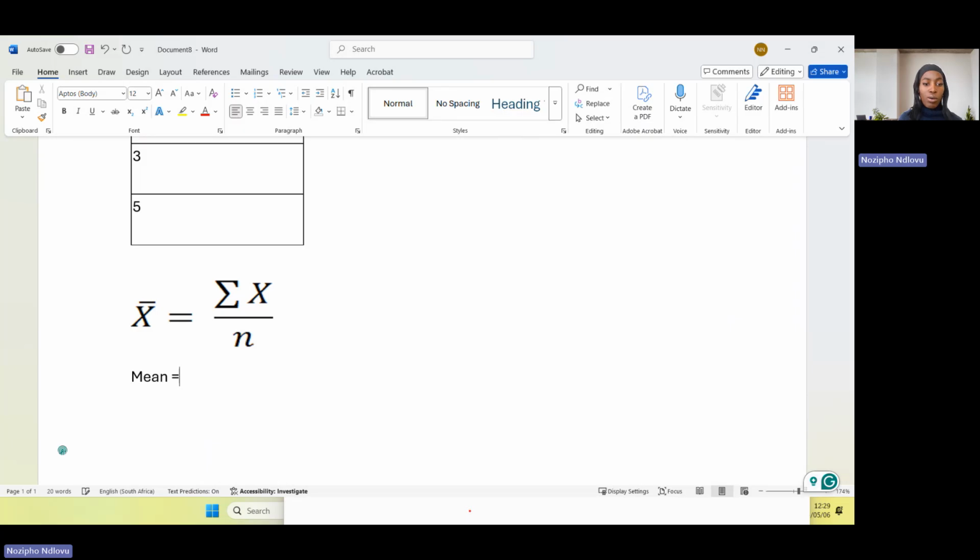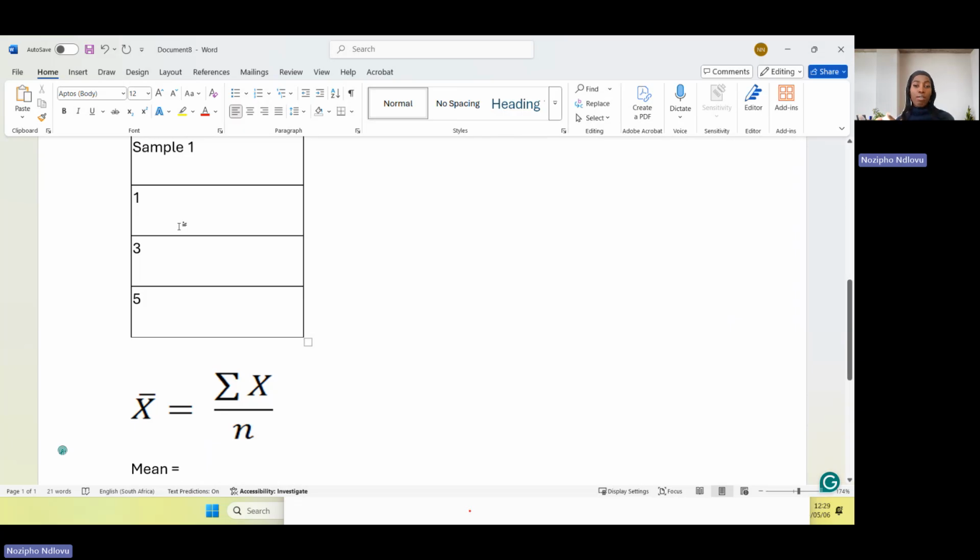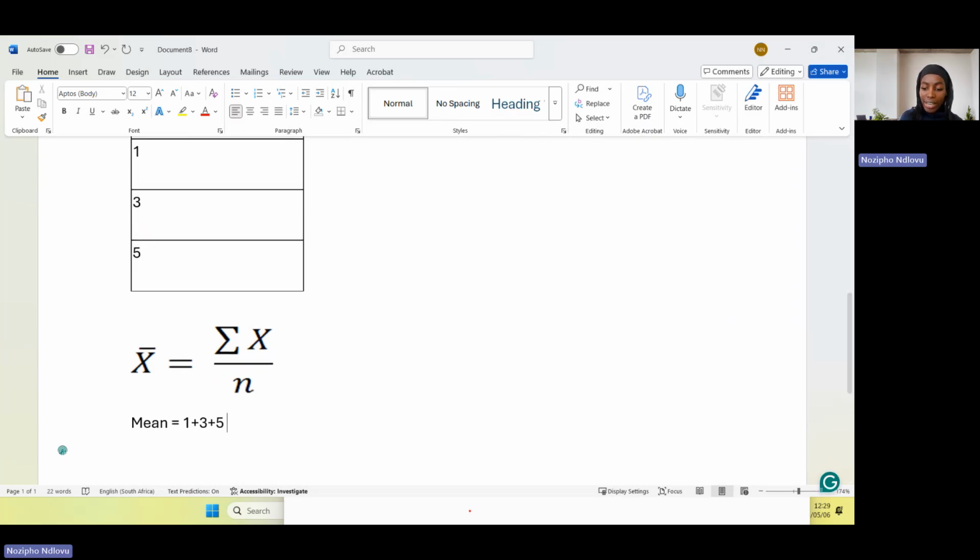So you have your mean is equal to, where are you going to get the sum of all x values? These are all the values that you are given. Each and every one of them needs to be added together. So you will say 1 plus 3 plus 5. All the x values will be added together because remember this is the sum of. Then you divide that because remember it's divided by n. Remember n is the number of observations. So in this case, how do you find the number of observations? You count how many x values you have.